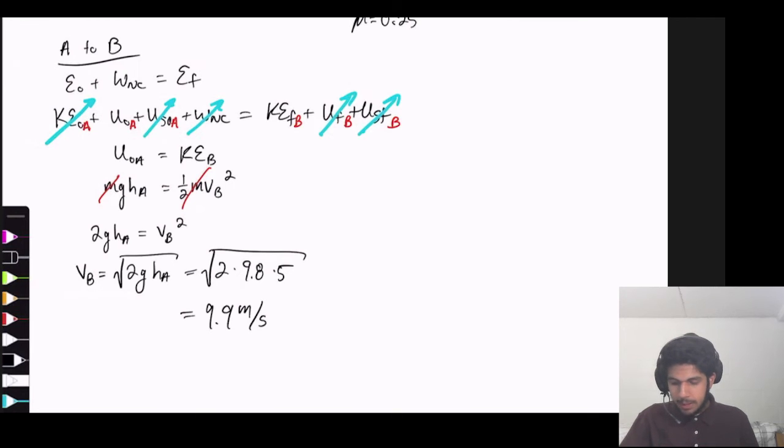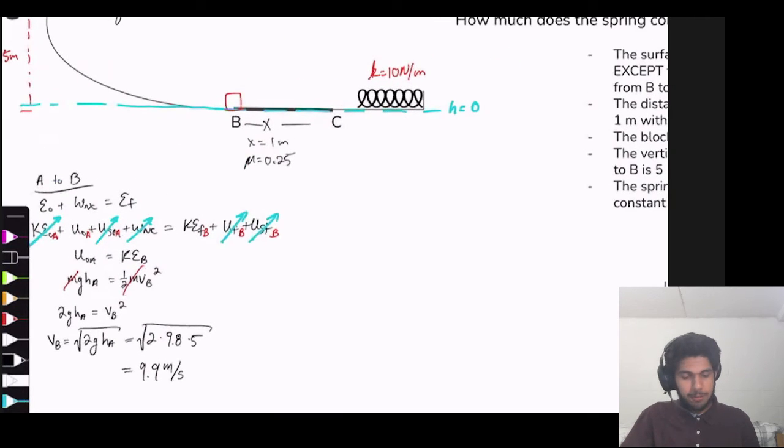Okay? So now let's consider the journey from B to C. And then we'll consider C onwards. But let's just see what happens from B to C.